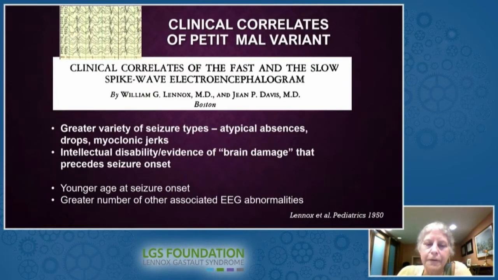And then in 1950, William Lennox looked at the clinical correlates of the fast and the slow spike wave EEG. What he noted was a greater variety of seizure types with the slow spike wave, the atypical absences, the drop seizures, the myoclonic jerks. He reported evidence of intellectual disability or evidence of what he called brain damage that precedes seizure onset. He noted that these children present at a younger age than those with typical childhood absence epilepsy, and that they had a greater number of other associated EEG abnormalities, so multifocal discharges, generalized paroxysmal fast wave, et cetera.